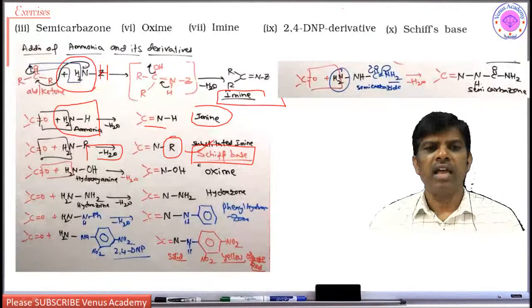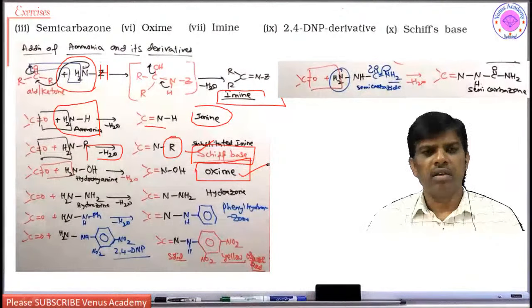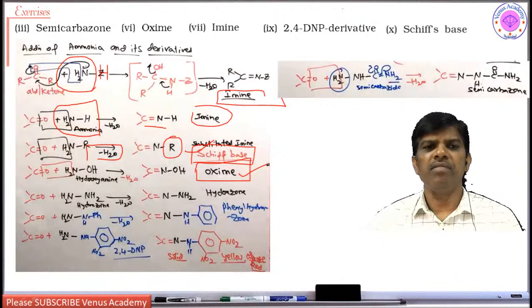right? So oxime is obtained when I treat aldehydes or ketones with hydroxylamine. Carbonyl compounds upon treatment with hydroxylamine give oxime. This oxime finds very important synthetic utility during the rearrangement name reactions. So what is the name reaction? Schmidt rearrangement. Oximes undergo Schmidt rearrangement.